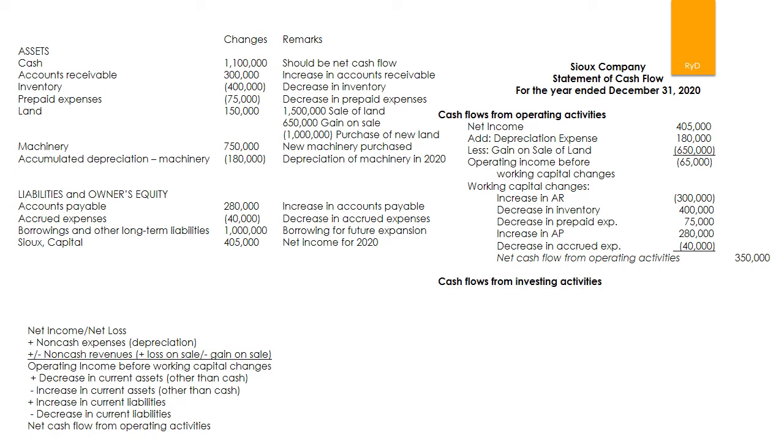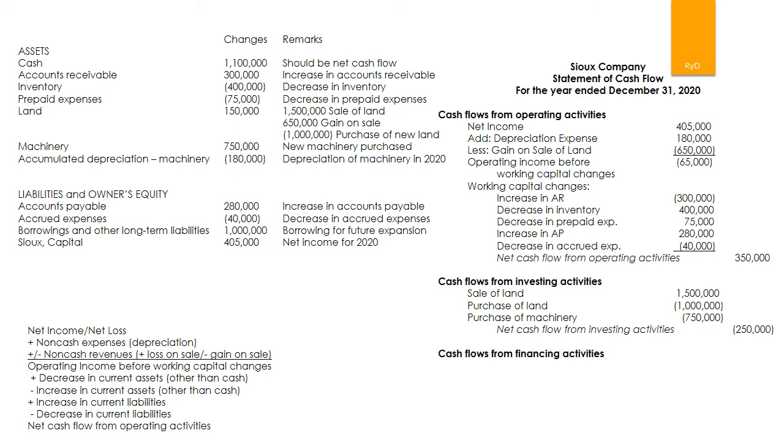Then we have our cash flows from investing activities. We have the sale of our land at 1.5 million. And then we also purchased a land at 1 million, and we also purchased a machinery at 750,000. So our net cash flow from investing activity is negative 250,000. This means we used more cash to invest, in purchases of long-term investments.